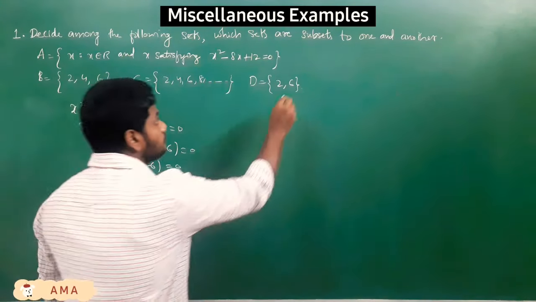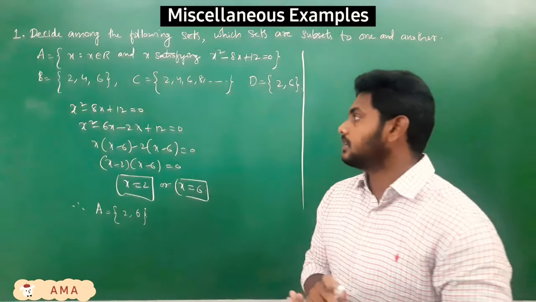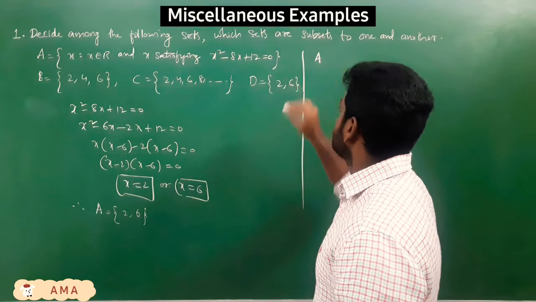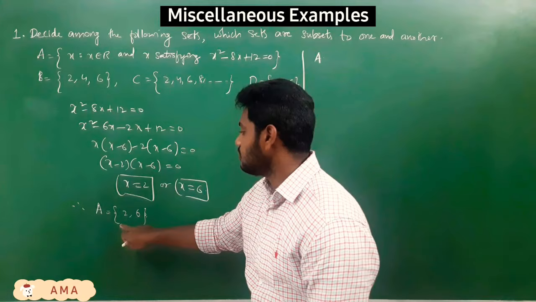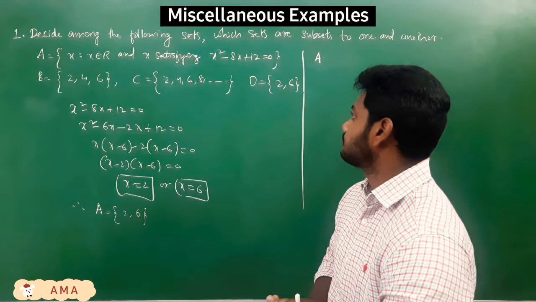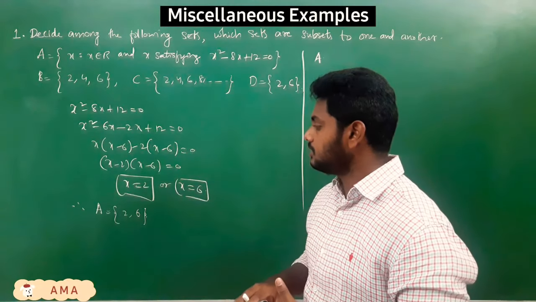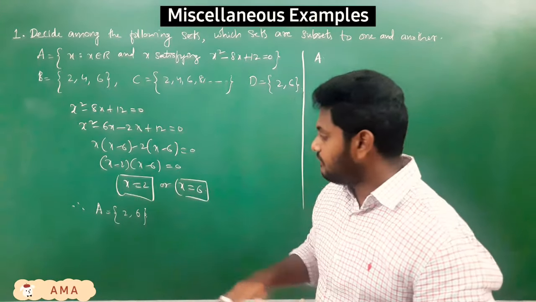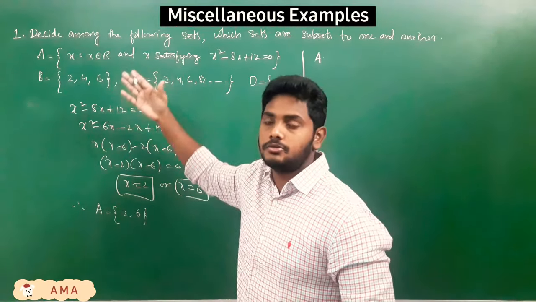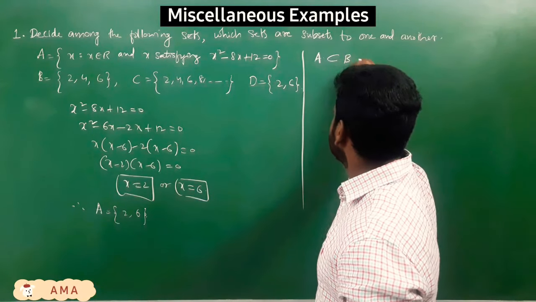Now, which two sets are subsets to each other? Right. Now, I will consider set A. Set A is equal to {2, 6}. Is set A a subset of B? What do you mean by subset? Every element of set A is also present in set B, then we will call A a subset of B. Right or not? 2, 6 are present there. So we can call A a subset of B.